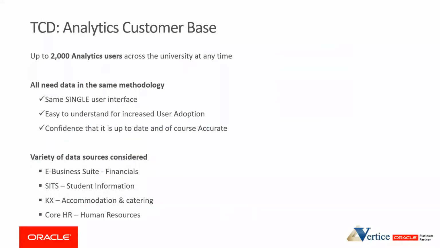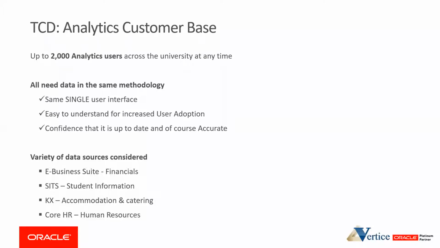So with 2,000 analytics users across the university at any time, this wasn't going to be an easy task for Donald. He found that they all need data in the same methodology, so they want the same single user interface. They want the data to be easy to understand for increased user adoption, and they needed confidence that it is up to date and of course accurate. Previously there were lots of manual processes and spreadsheets galore, and this meant data was not up to date and errors were common.